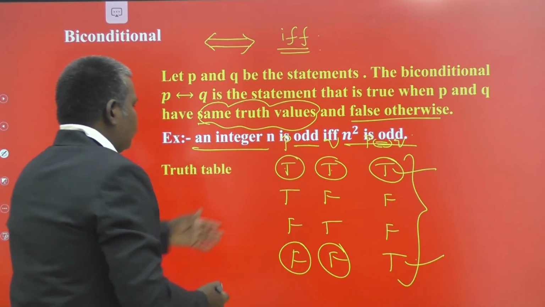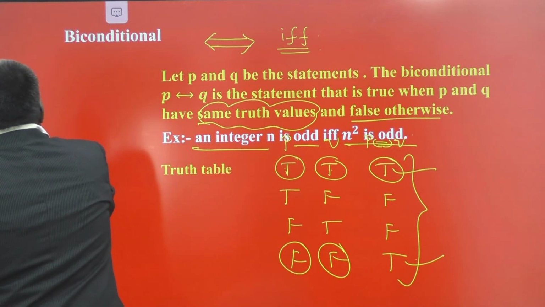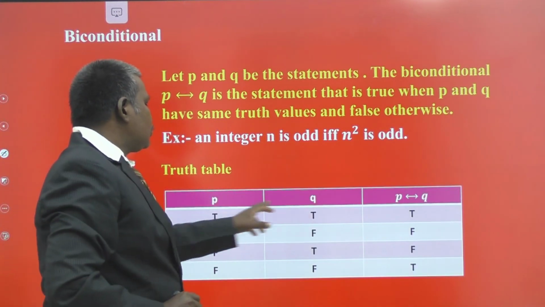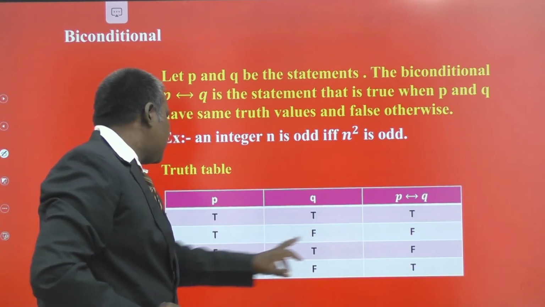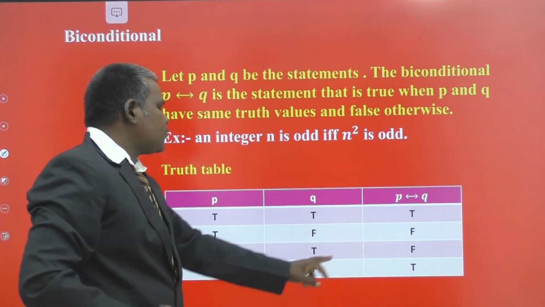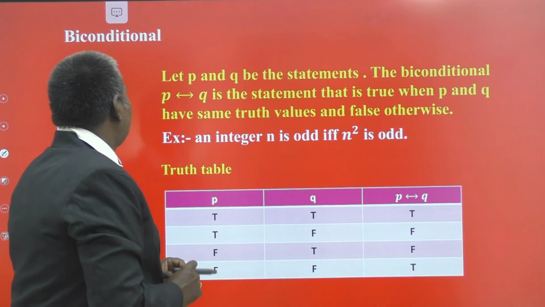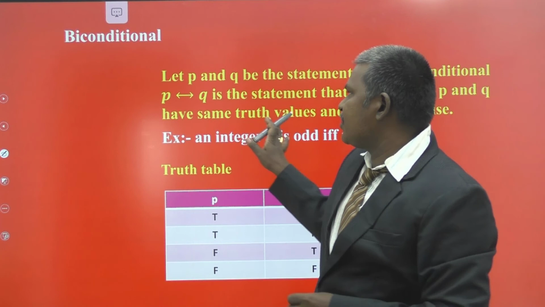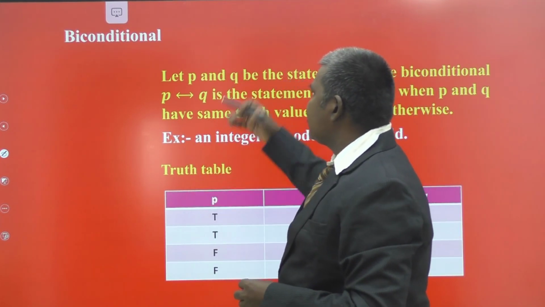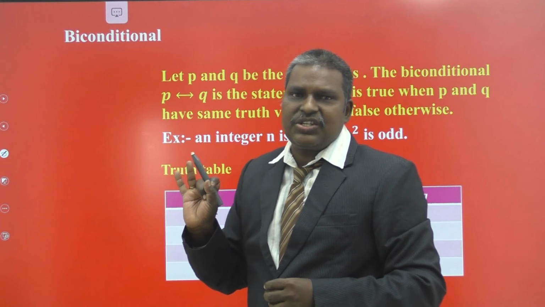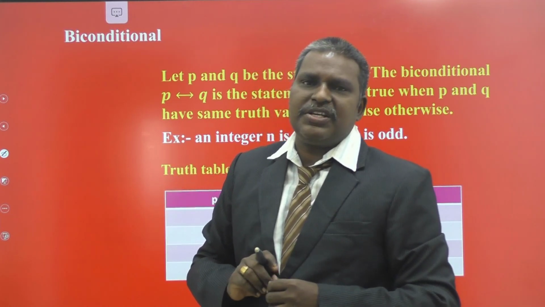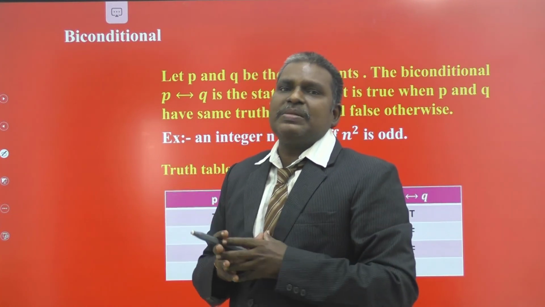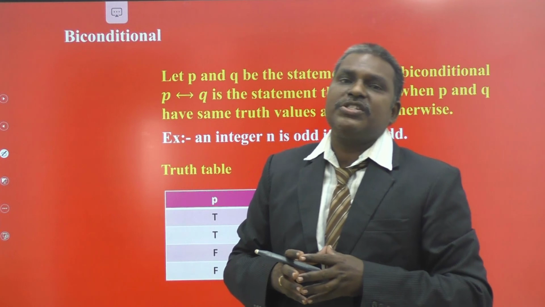Truth table. Let us see the truth table. Same table we are preparing in this manner. P, Q: true, true, true; true, false, false; false, true, false; false, false, true. This is the table for the biconditional. In this manner we can prepare the four logical operators: disjunction, conjunction, implication and bi-implication. These are four connectives used to connect simple statements and form compound statements.